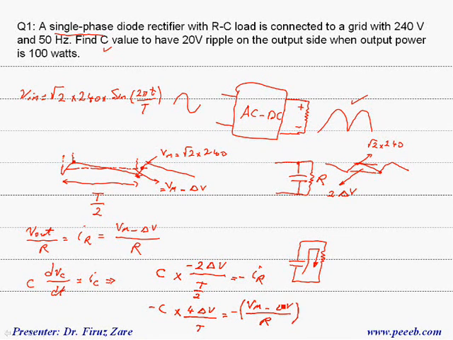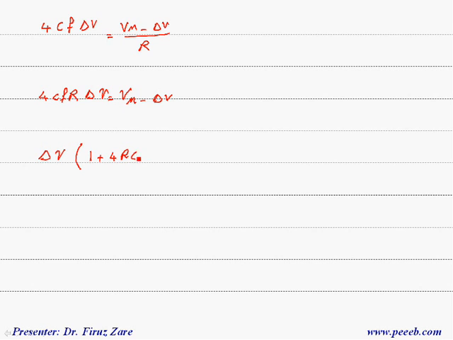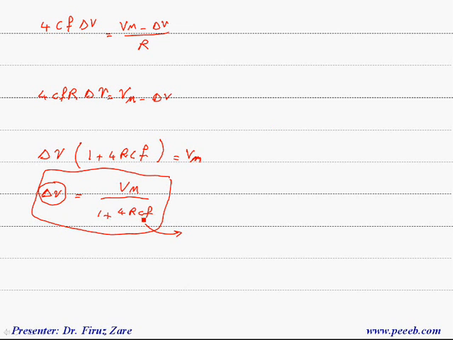Now we can simplify this equation. If I rewrite it again, then we have 4 C F delta V equal to Vm minus delta V over R, or 4 C F R delta V equals Vm minus delta V. So finally delta V times 1 plus 4 R C F equals Vm, and delta V is Vm over 1 plus 4 R C F.